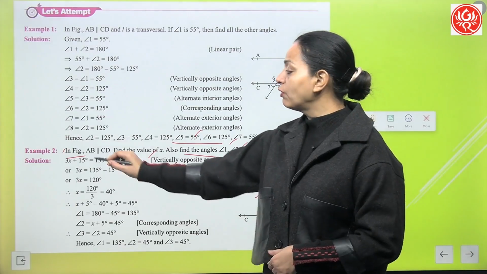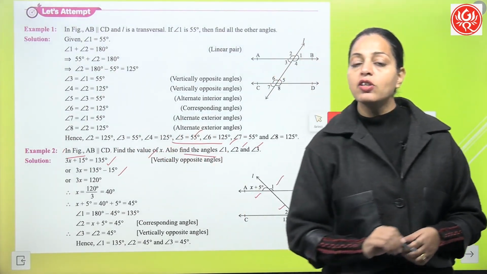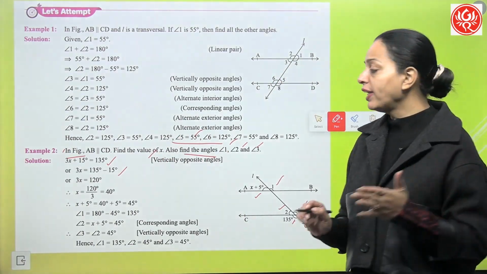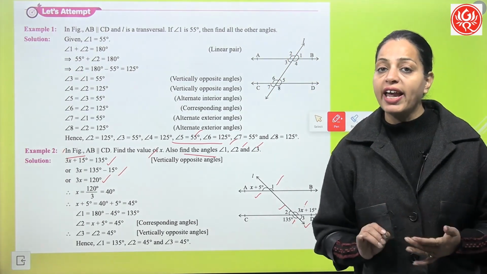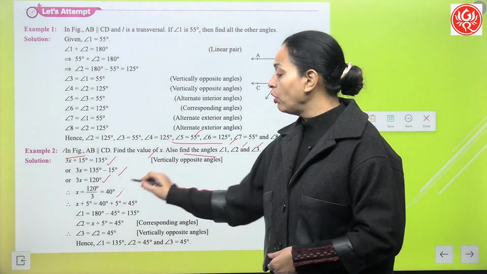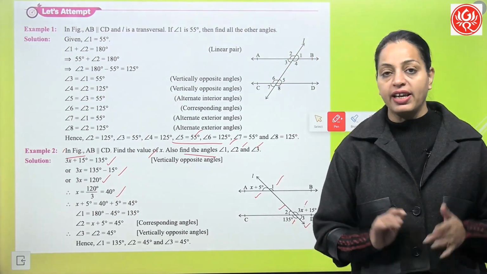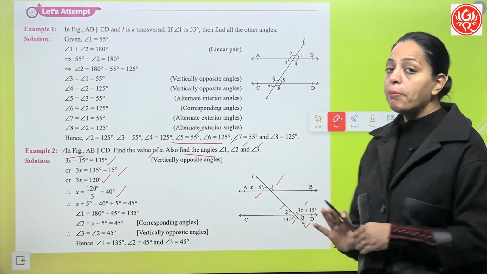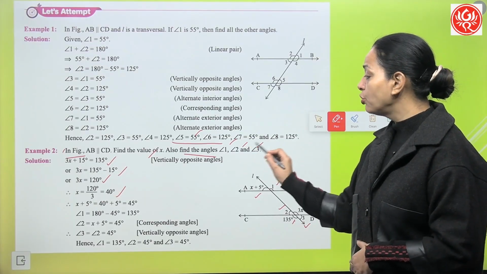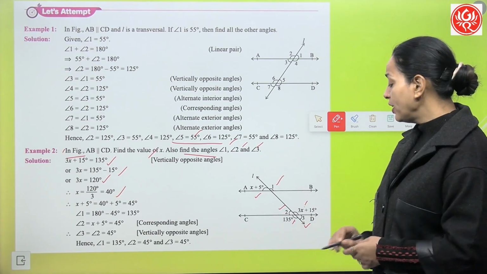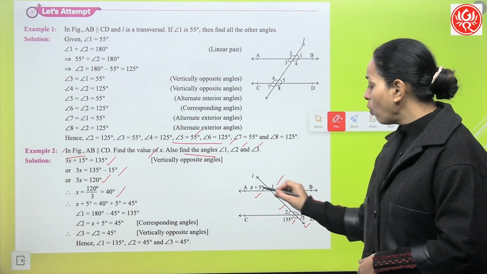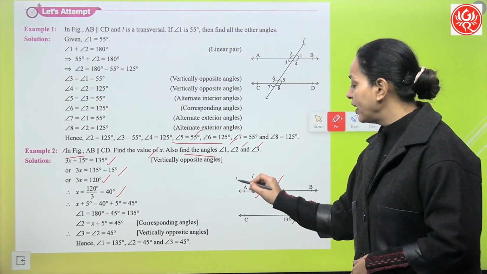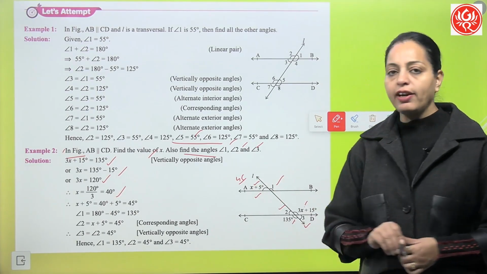So we can write 3x plus 15 equals to 135. So what is 3x? 15 को वहाँ पर shift कर देंगे. So it becomes 135 minus 15 means 120. So what is x? 120 upon 3 means 40 degree. X की value we know, but we have to find angle 1, 2 and 3 also. Right? So x is now 40 degree. Okay. Now what is x plus 5? It is 45 degree.